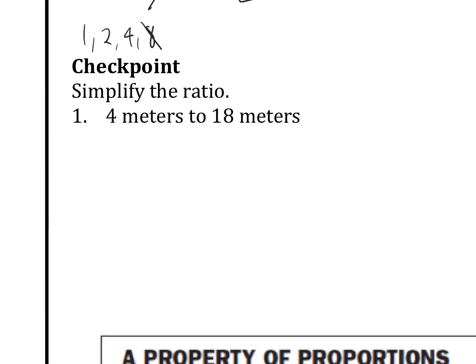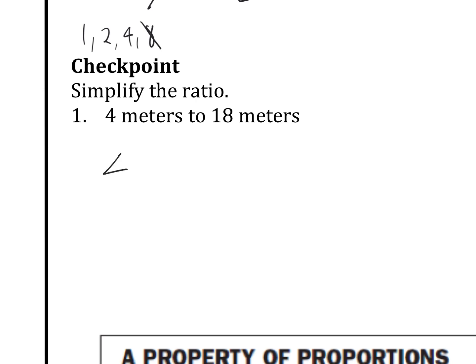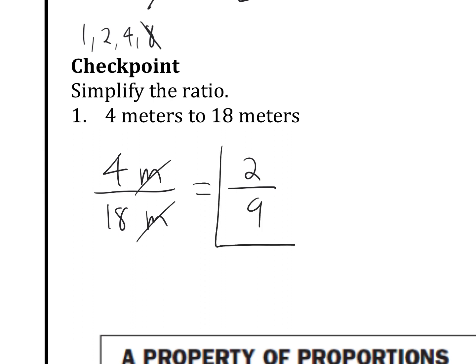So we have 4 meters to 18 meters. So again, we put the first number on top, 4 meters over 18 meters. All right. Common units. Yes, we do. Meters are going to cancel. What number goes into 4 and 18 nicely? 2. 2 goes into 4 twice. 2 goes into 18 9 times. So the ratio would be 2 to 9.